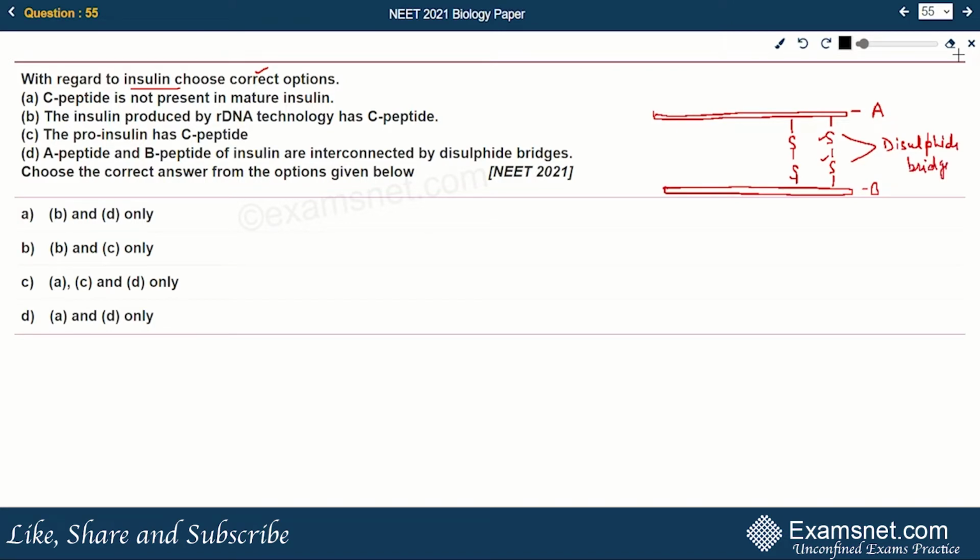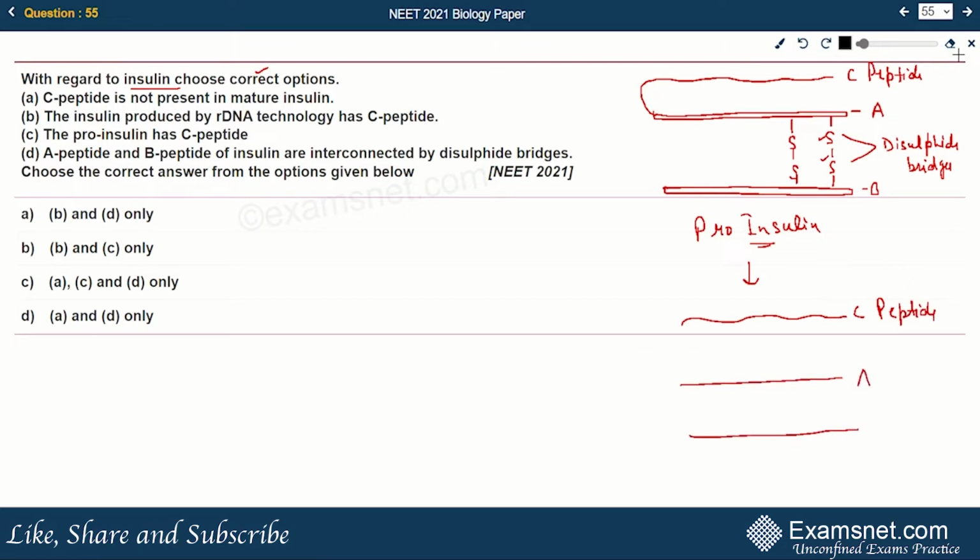Now, when an insulin is formed initially, it is formed as a proinsulin and not as matured insulin. So the proinsulin consists of an extra stretch of peptide which is known as C-peptide. But later on, as it gets matured, this C-peptide is removed or separated from the main insulin, and what is left? Only chain A and chain B connected by disulfide bridges. So this is the mature insulin.